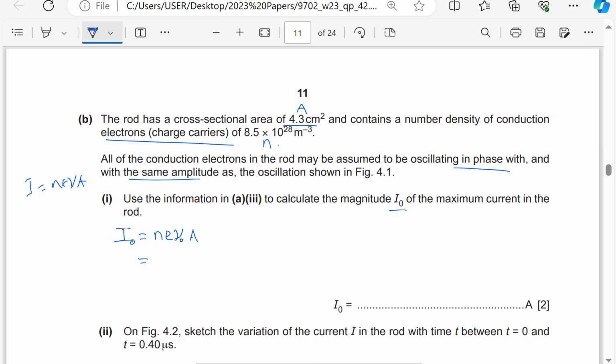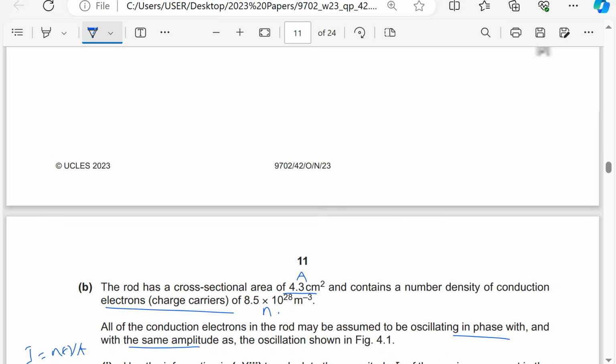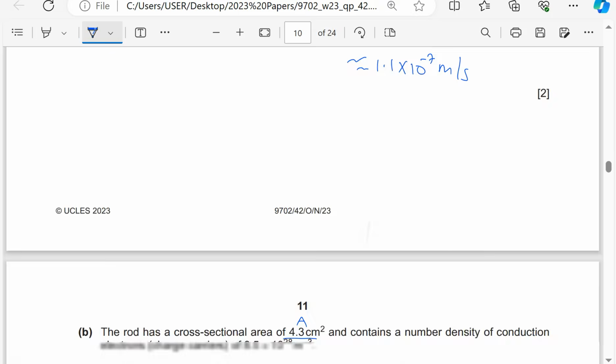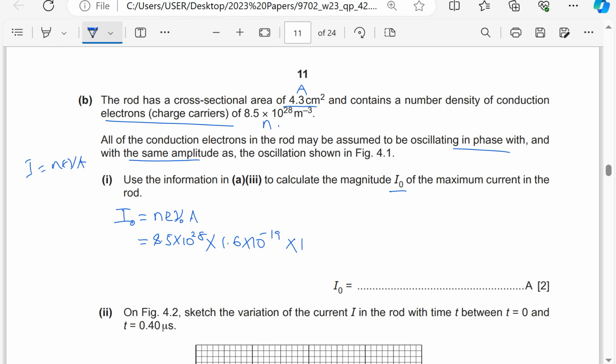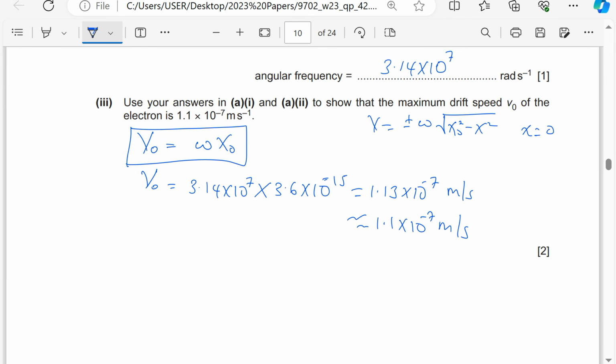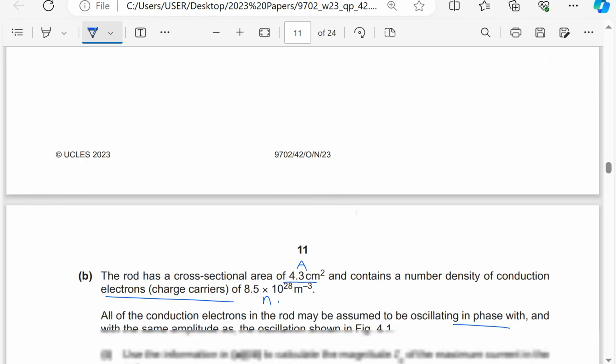So I'll just substitute. n is 8.5 times 10 to the power of 28. The charge of an electron is 1.6 times 10 to the power of minus 19. Then times the drift speed. I think the speed is 1.13, 1.1, I'll just use 1.1 times 10 to the power of, is it minus 7? Yes, times 10 to the power of minus 7.